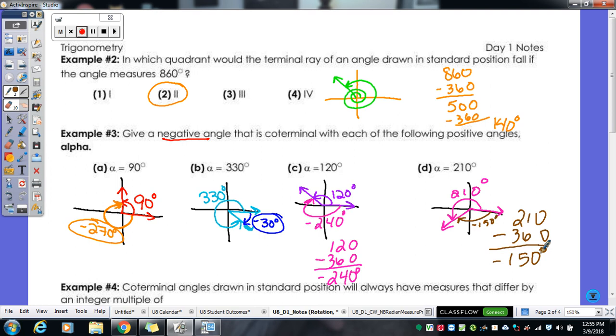Now your coterminal angles don't have to be negative. You could have positive ones. For example, for this 90, I could have a coterminal angle that goes all the way around once and then comes up and meets the 90. So you could have 360 plus 90, 450, is another one. You can just keep adding 360 to each angle, and that will give you another coterminal angle also. It's just this time we wanted specifically the negative ones.